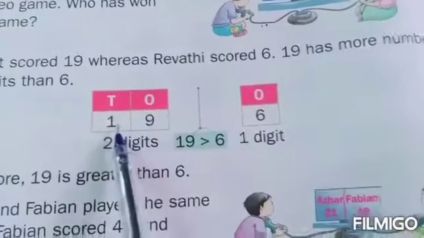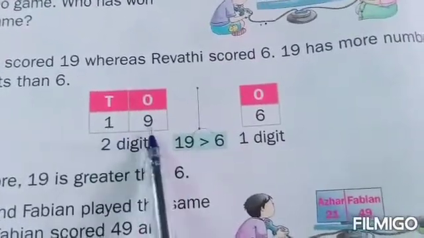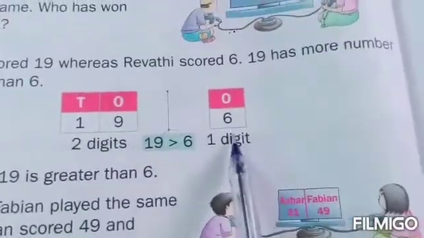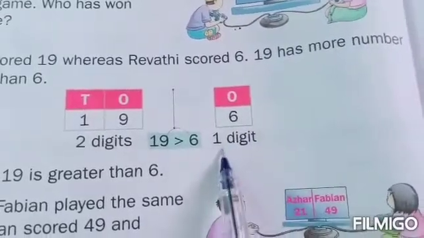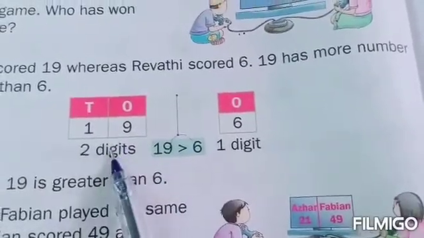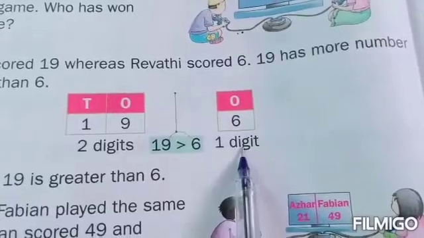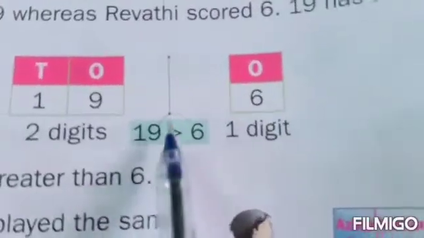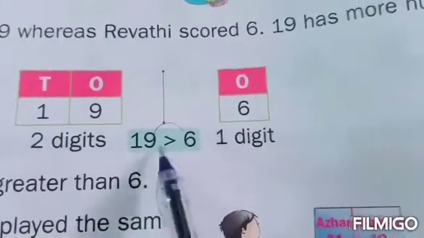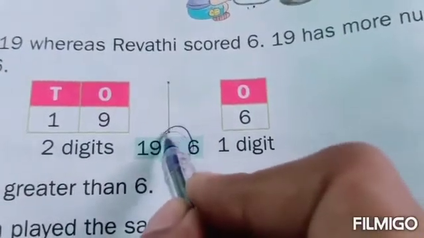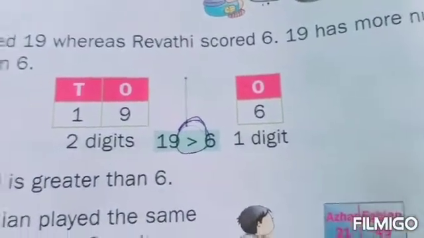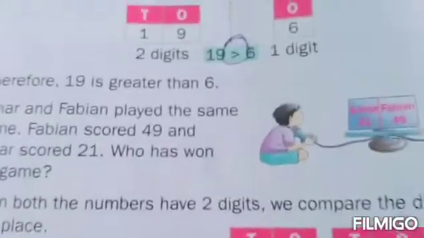So here we can write 19 like that, 1 and 9. That means we have a two-digit number here. Okay, and Revati scored only 6, that is a one-digit number. So when you compare these two numbers, you can come to know that a two-digit number is greater than a one-digit number. So how will we write here? See, you look here. You will write in this form, 19 is greater than 6. So this is the sign of greater than you have to write between the numbers while you compare the numbers.